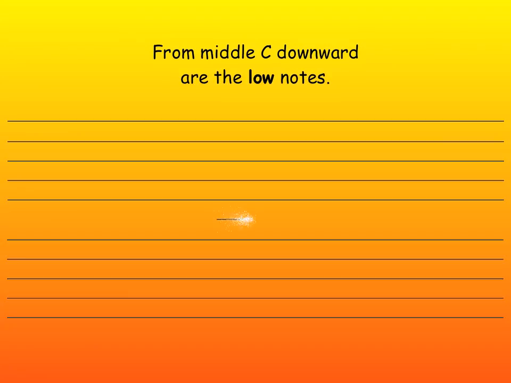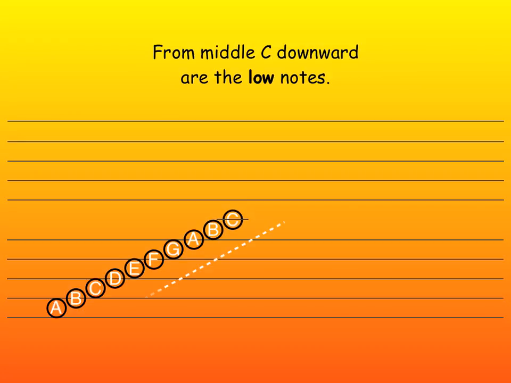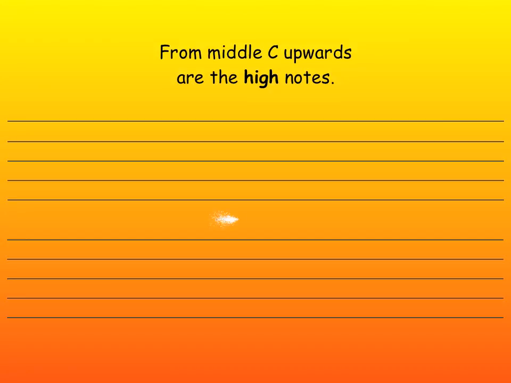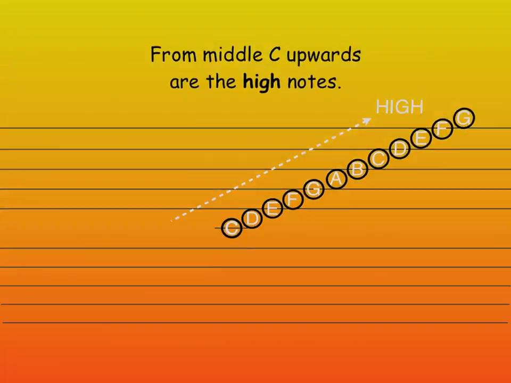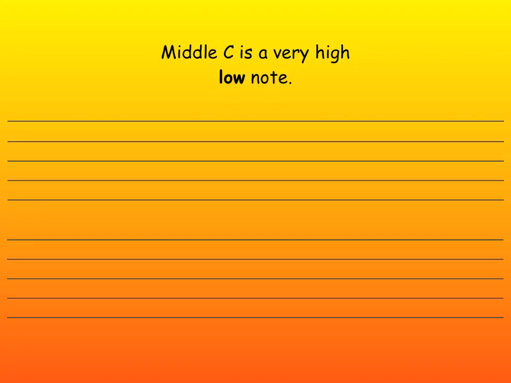From middle C downwards are the low notes. From middle C upwards are the high notes. Middle C is a very high low note. So here's a bunch of low notes, and C is the top of those low notes.